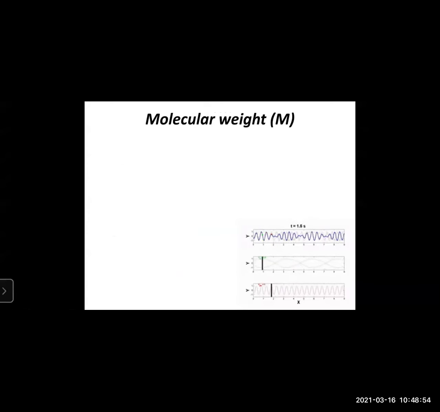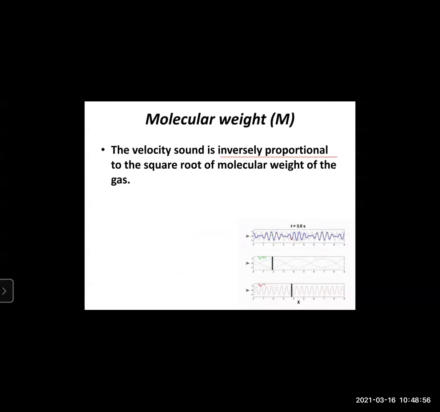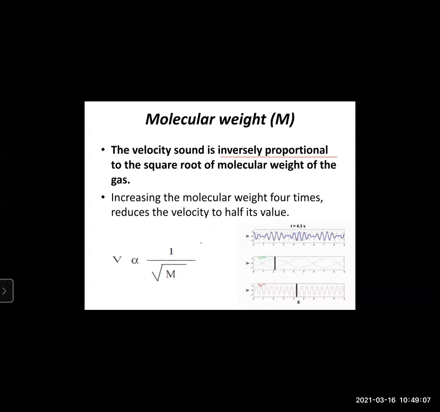Next is molecular weight. The velocity of sound is inversely proportional to the square root of the molecular weight of the gas. This means that increasing the molecular weight 4 times reduces the velocity to half its value. So V is inversely proportional to the square root of capital M, that is molecular weight.